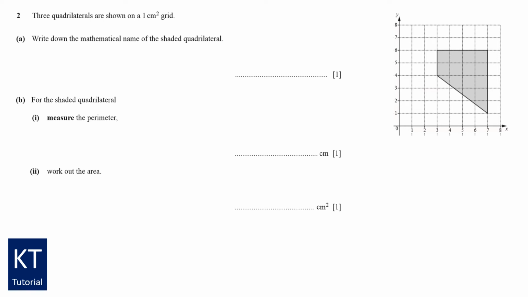Question 2. Three quadrilaterals are shown on a 1 cm square grid. Write down the mathematical name of the shaded quadrilateral. It's a trapezium. Next, for the shaded quadrilateral, measure the perimeter. The sum of each of the lengths shown on the diagram will get you to 16.